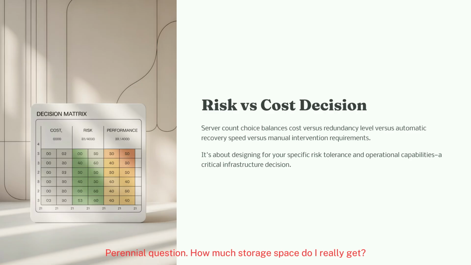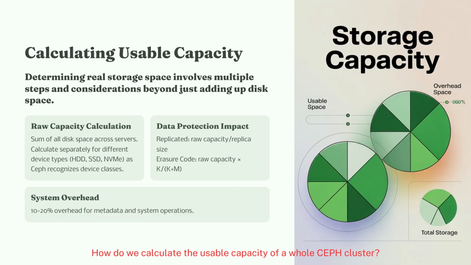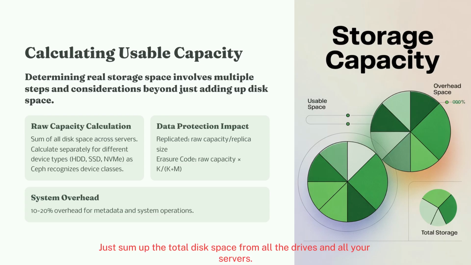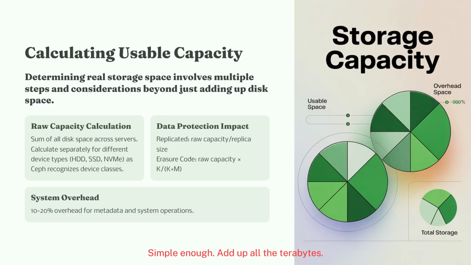Perennial question. How much storage space do I really get? How do we calculate the usable capacity of a whole Ceph cluster? Right. Calculating the final usable number involves a few steps. First, you obviously need your raw capacity. Just sum up the total disk space from all the drives and all your servers. Simple enough, add up all the terabytes.